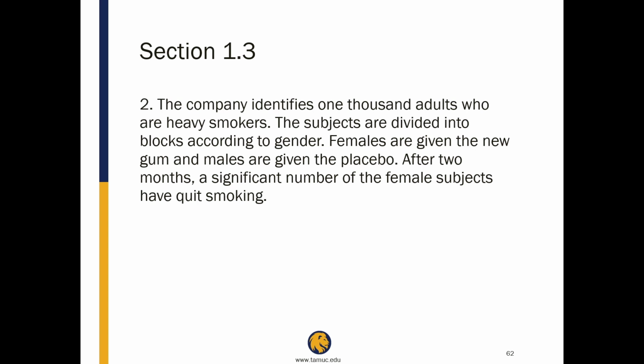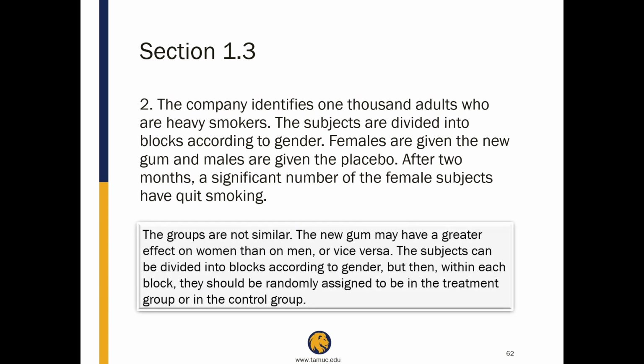Well, the issue here is not random assignment so much, but that they assigned it according to gender. And so that's a kind of choosing the groups with a particular situation, separating the two. The groups are not similar groups, they're different. So the new gum may have a greater effect on men or women or vice versa. The subjects can be divided into blocks according to gender, but then if that was part of something they were trying to test, they should be randomly assigned to the treatment or the control group. Here they did not. The treatment group was one gender and the control group was the other.